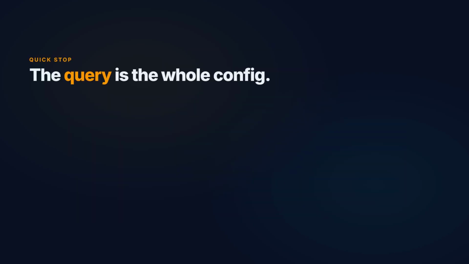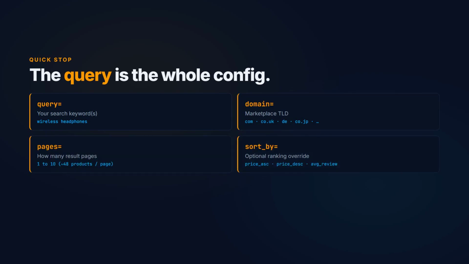Quick stop on the query, since that's the only thing the API really needs. You pass your search term, the marketplace domain like .com or .co.uk, and how many pages you want, up to 10 in one call. Sorting is optional, by price, by rating, by newest.